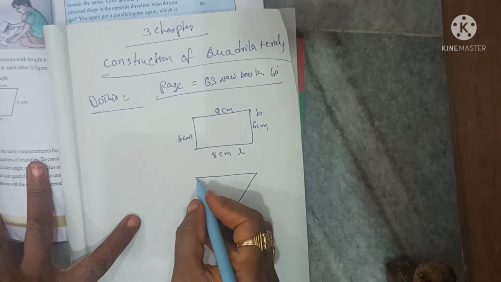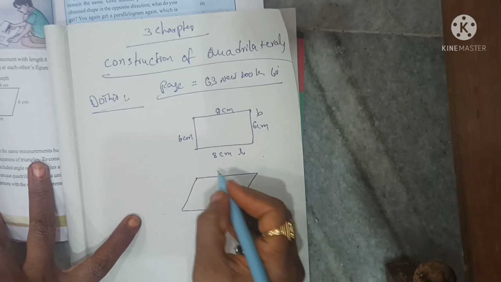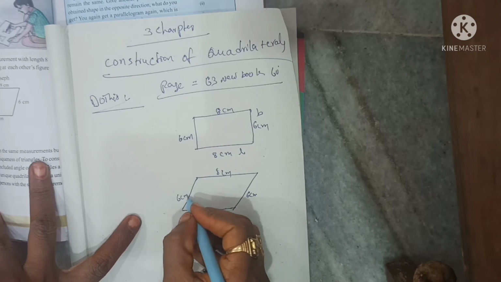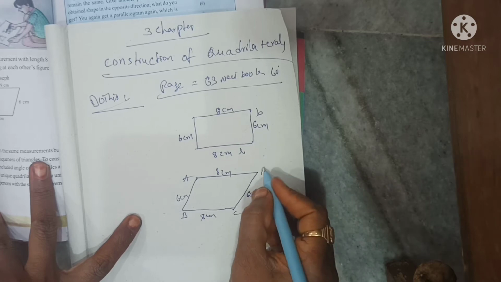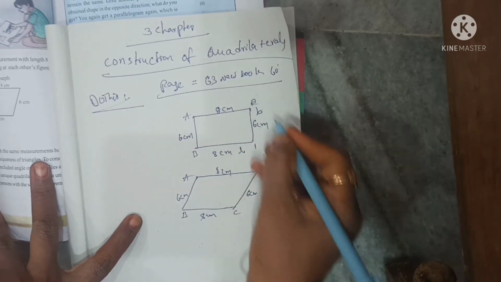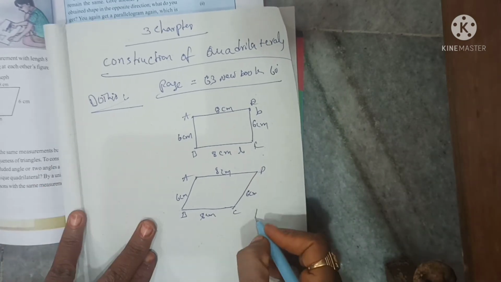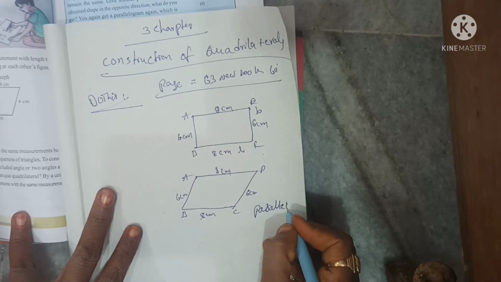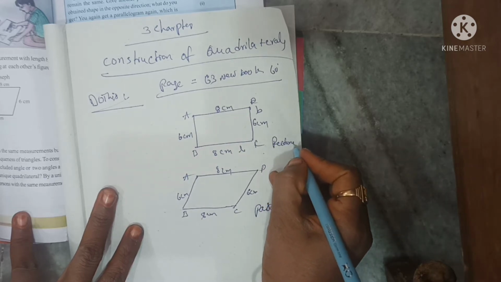See, the shape will change. Measurements are not changed, only the shape has changed. A, B, C, D. After pushing, it looks like a parallelogram. This was a rectangle.